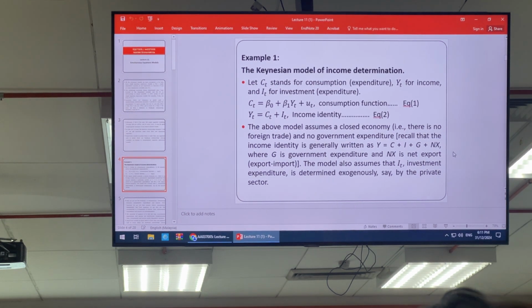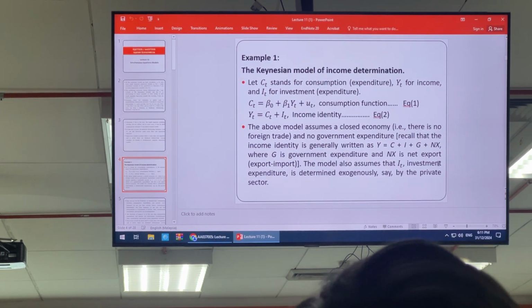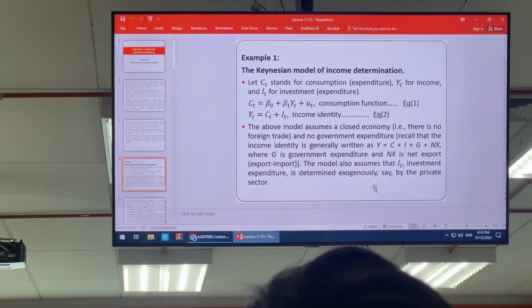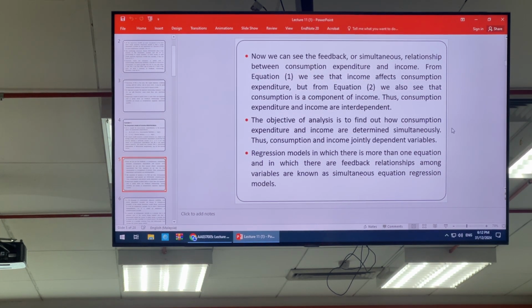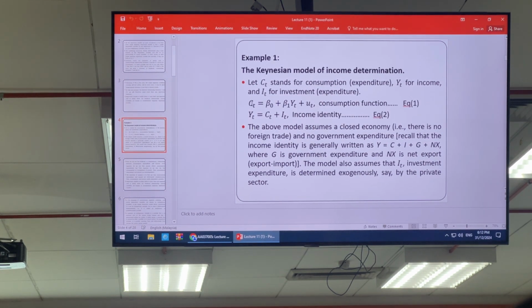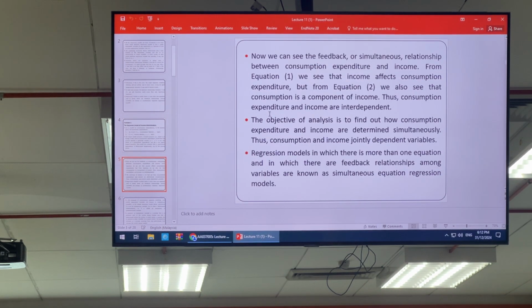So the model also assumes that the investment I expenditure is determined exogenously, say by the private sector. Now we can see the feedback between consumption and income. In the first equation, income influences consumption. In the second equation, consumption influences income. This is what we call feedback between the two variables.